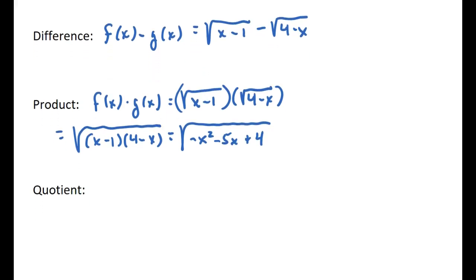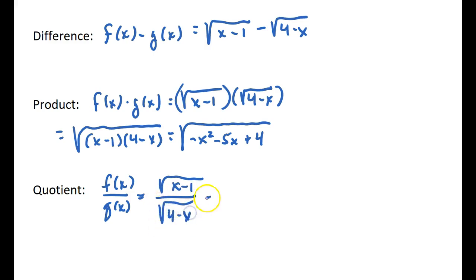And finally the quotient. Okay, so that's going to be f of x divided by g of x, which is going to be the square root of x minus 1 over the square root of 4 minus x. And if you want, you can put that underneath one big square root and put it like that.